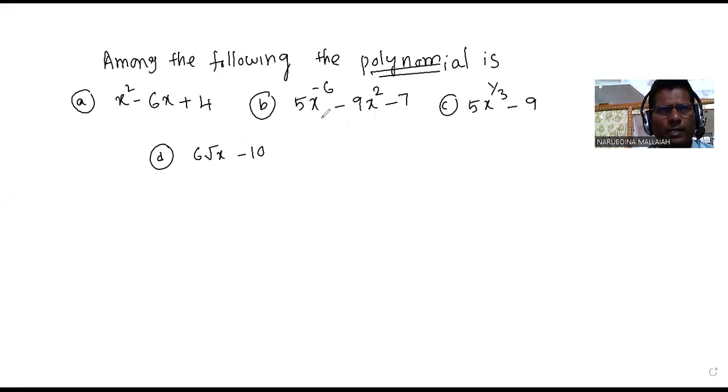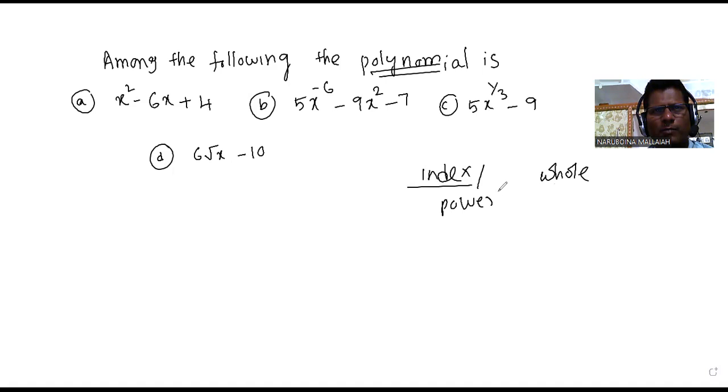We know in a polynomial, the index of x must be a whole number. Index means power. This power must be a whole number, that means 0, 1, 2, 3, like that. Now here we have powers x square. This is a whole number, 2 is a whole number, 1 is a whole number, right? So this is a polynomial.